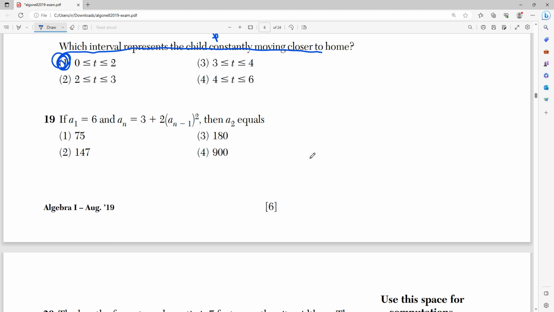Number 19 says if a of 1 is equal to 6 and a of n is equal to 3 plus 2 times a of n minus 1 squared, then a of 2 is equal to what? Guys, this is fairly easy. All you have to do is plug in values. We know that a of 1 is equal to 6. So a of 2 equals 3 plus 2 times a of 2 minus 1, which is a of 1, and they gave us a of 1, which is 6. So what is 6 squared? 6 squared is 36. 36 times 2 is 72, and that plus 3 is 75, which is answer choice number 1.